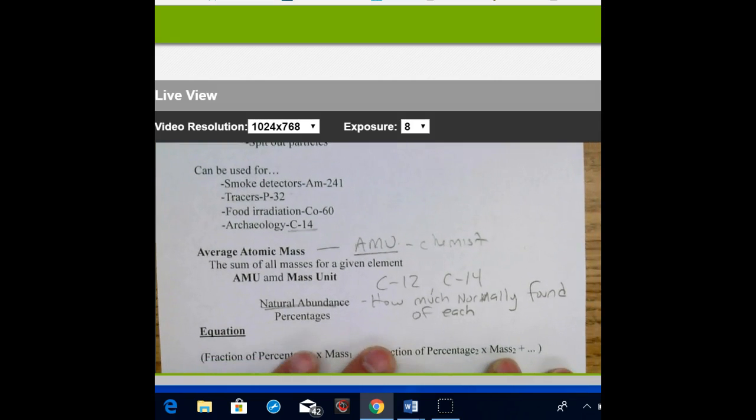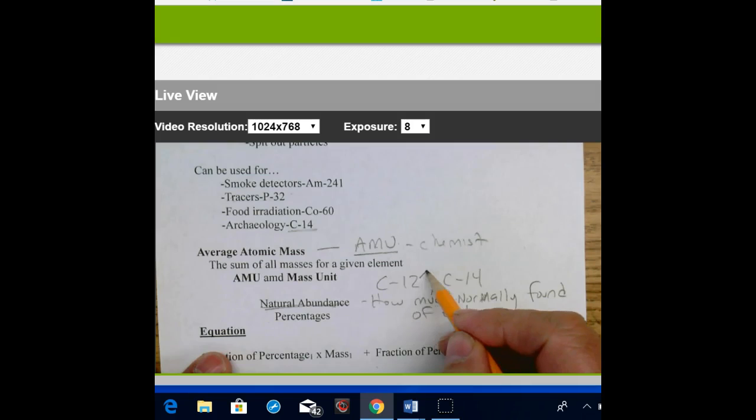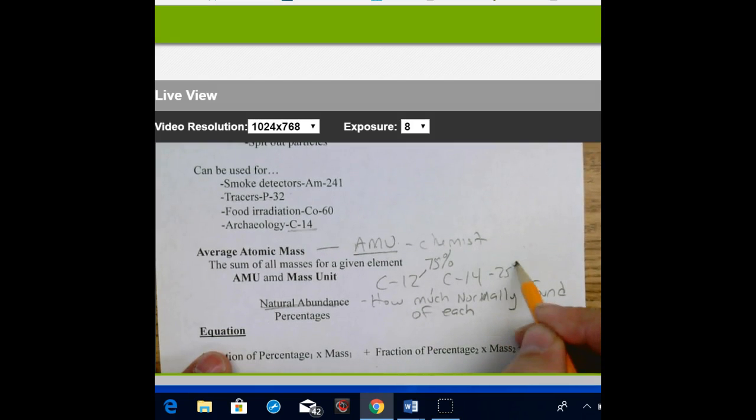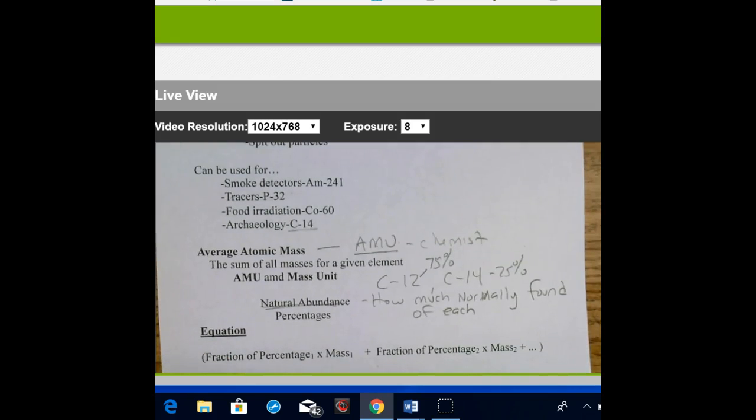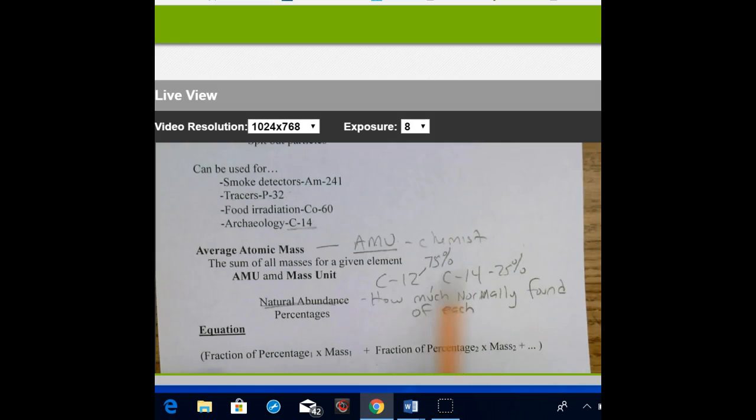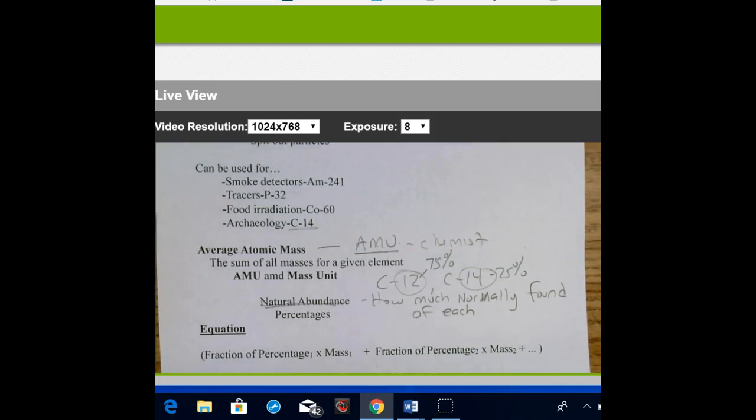Okay. How much is normally found of each? So it's usually going to be a percentage. So maybe if we looked in the atmosphere, there might be 75% carbon-12 and 25% carbon-14. And then they can use these percentages and these masses to figure out what the average atomic mass is for an element.